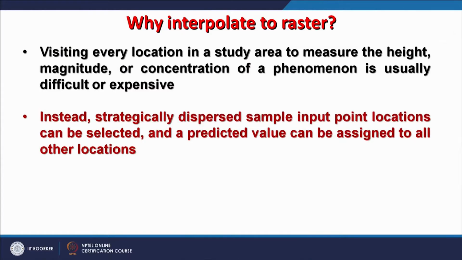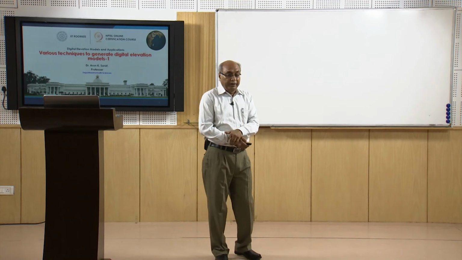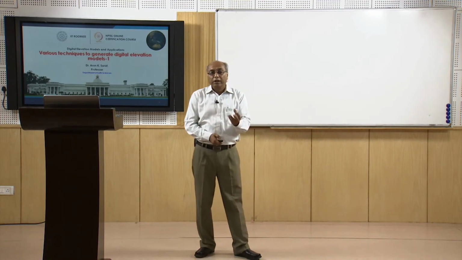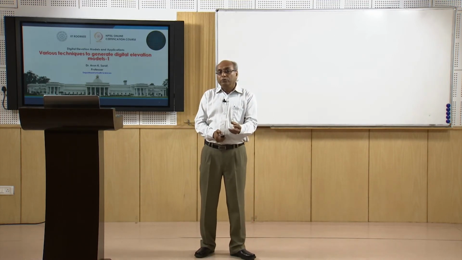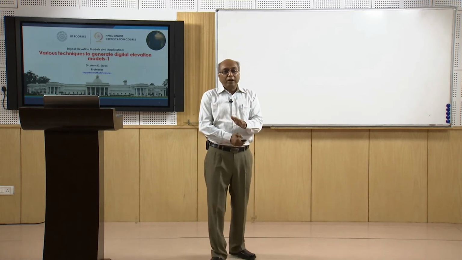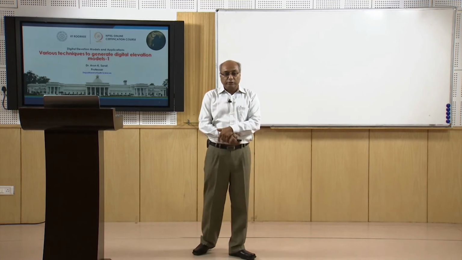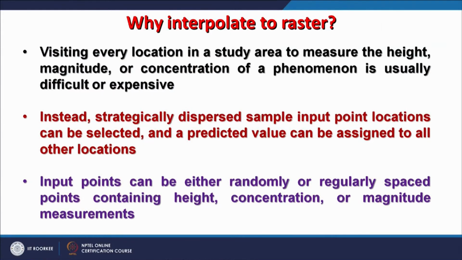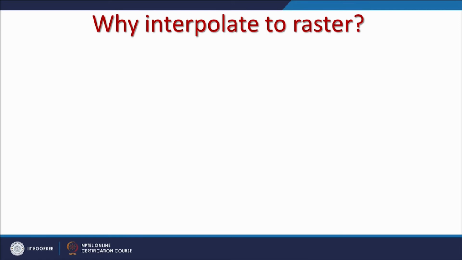So instead, strategically dispersed sample points, input point locations, can be selected, and a predicted value can be assigned to all other locations. And these are the estimated values. Remember, these are not measured values. We are only using measured values to create these estimated values. So measured values are always there, but only for selected locations. And input points can be either randomly or regularly spaced points containing height, concentration, or magnitude measurements.